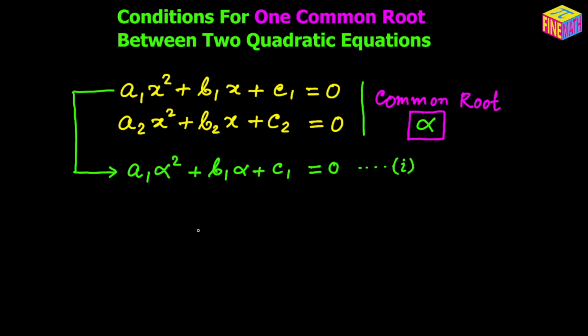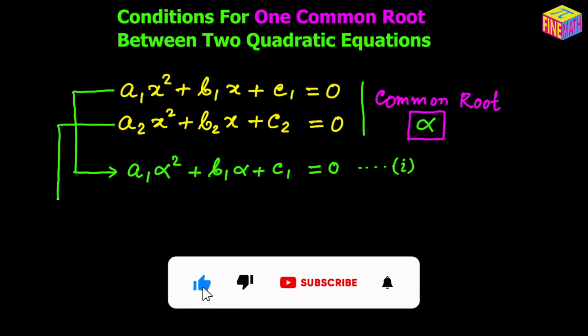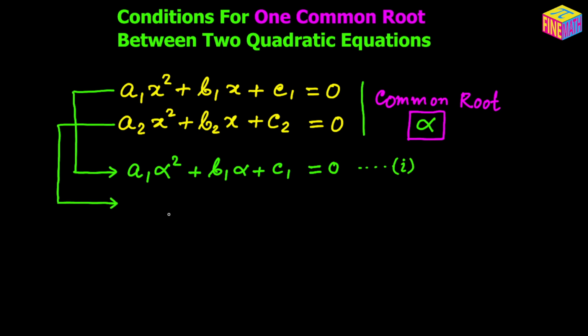And then similarly, from the second equation also, because alpha is also a root of the second equation, we can say alpha must satisfy the second equation. That means in place of x, we can use alpha. So it would be a sub 2 alpha squared plus b sub 2 times alpha plus c sub 2 is equal to 0. And let's say this is our equation number 2.